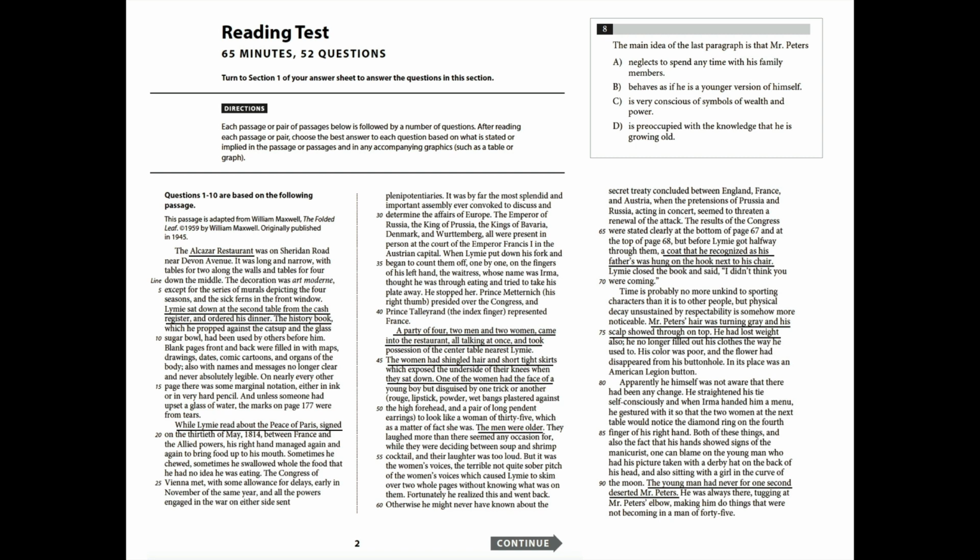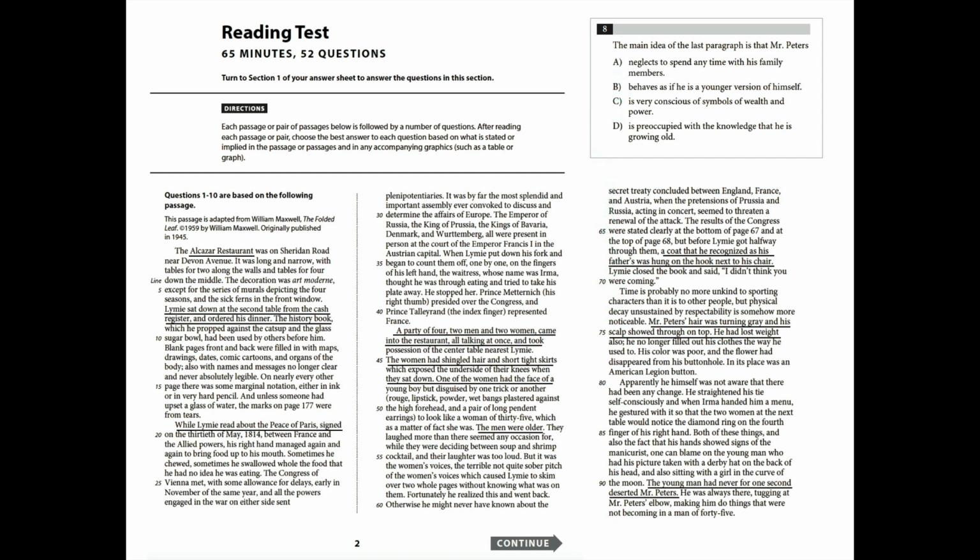and this is indicated by the last two sentences. The young man had never for 1 second deserted Mr. Peters. He was always there, tugging at Mr. Peters' elbow, making him do things that were not becoming of a man of 45. In other words, he's trying to act younger, much younger than what he is. Okay. So if we look at the answer choices, the only one here that reflects or rephrases what this last paragraph is about is B.